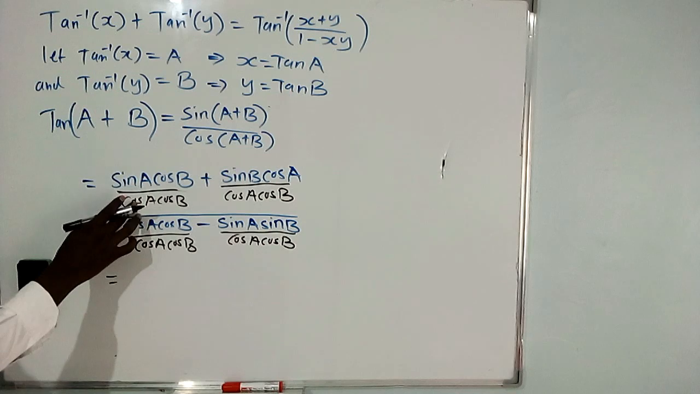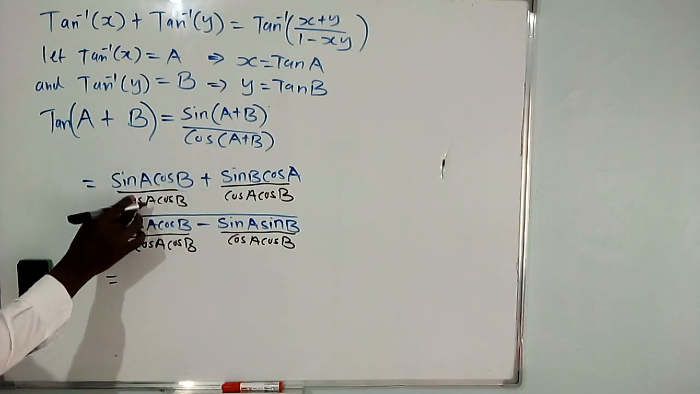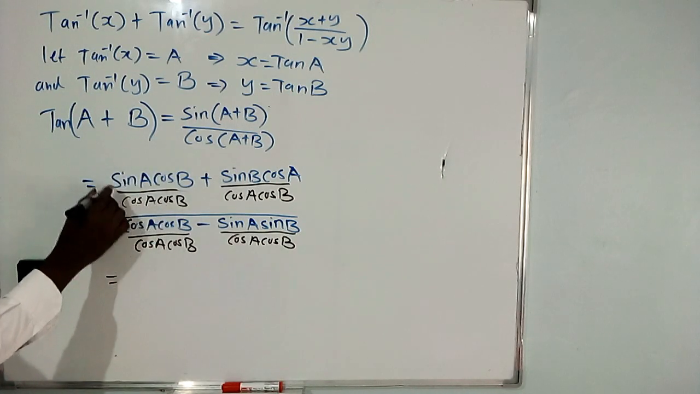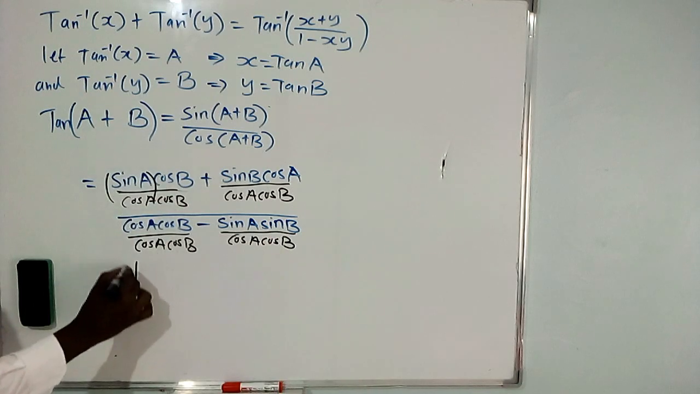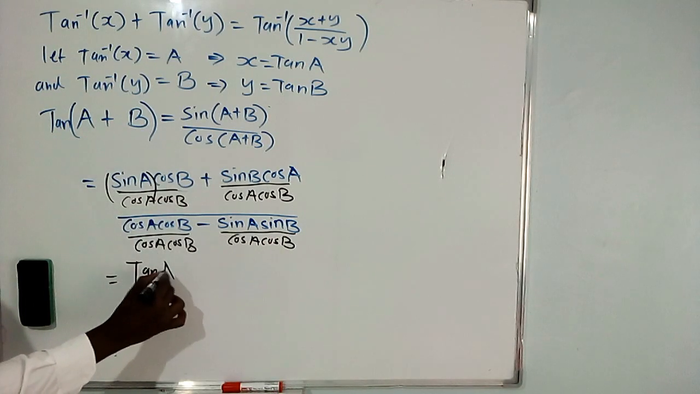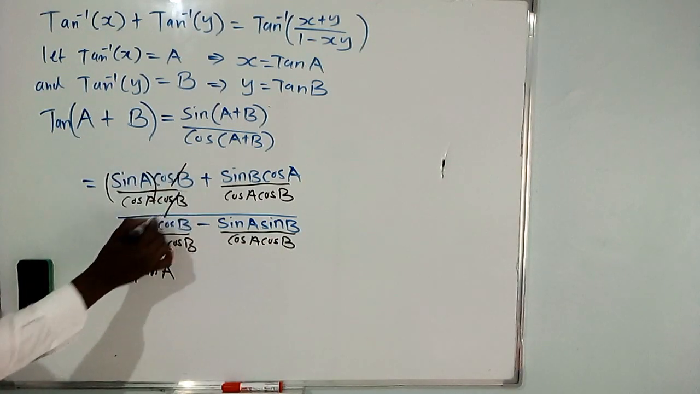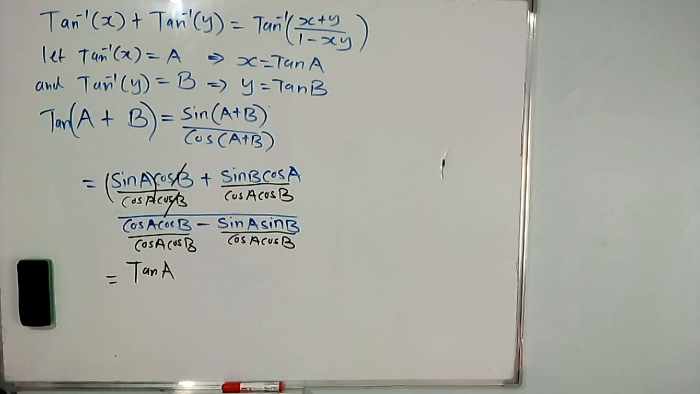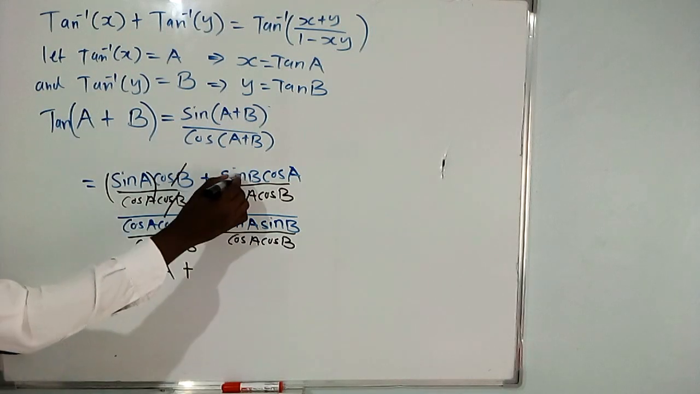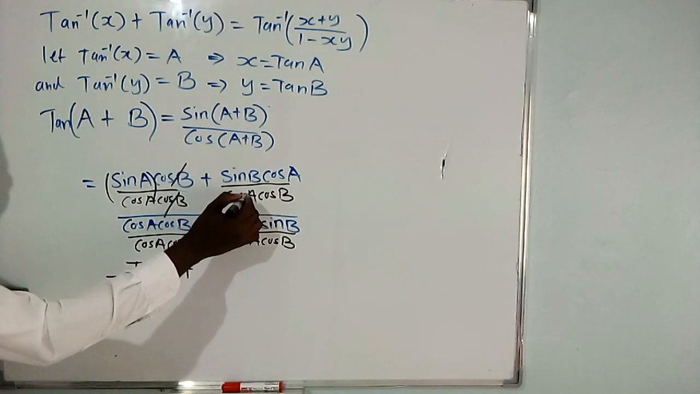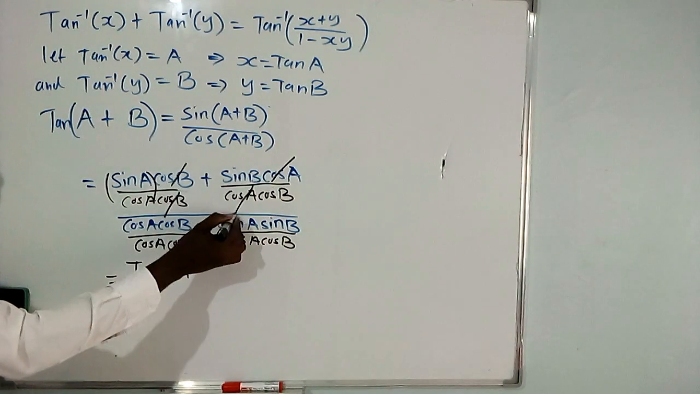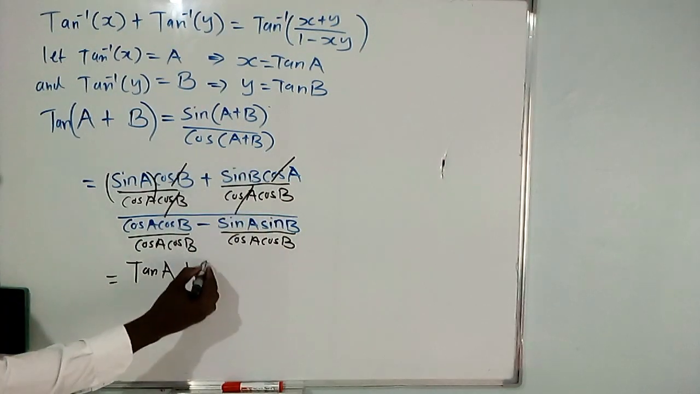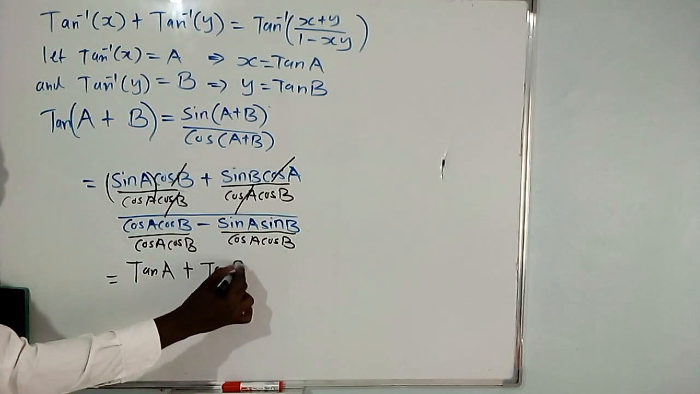So start with the numerator. The first term in the numerator, look here. Sin A over cos A is tan A, isn't it? Then cos B cancels with cos B. Are we together? Yes. Then plus, move again. Sin B cos A cancels with cos A first. Then you remember sin B over cos B is tan B, isn't it?